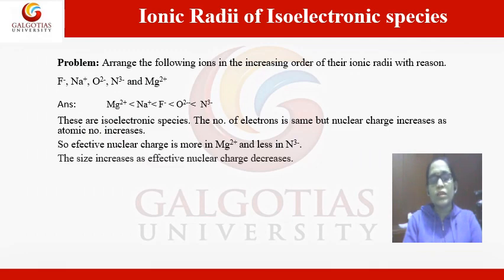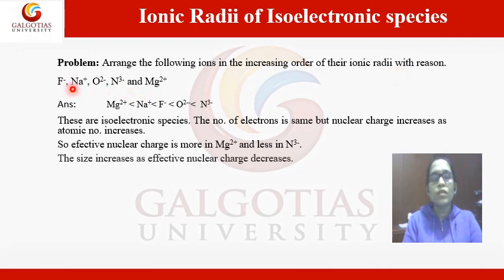So let us examine the ionic radius of isoelectronic species. What do you mean by isoelectronic species? That means ions having the same number of electrons are known as isoelectronic species. So let us see, arrange the following ions in the increasing order of their ionic radii.